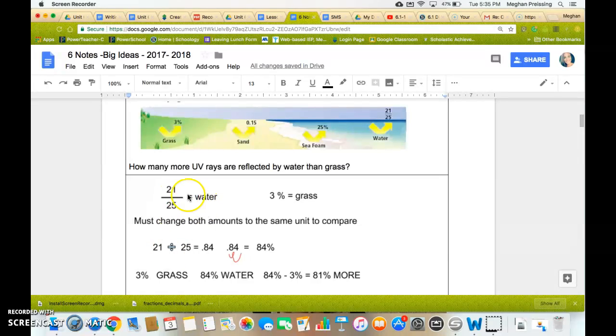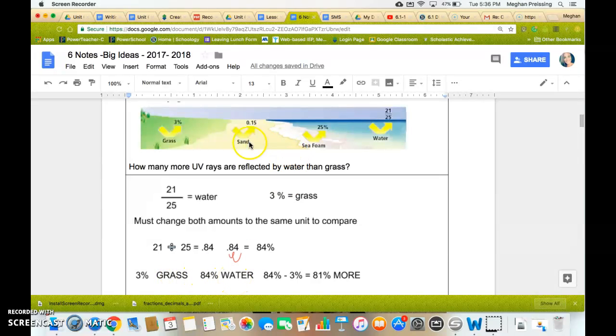So I know that if I do 21 divided by 25, so I have my fraction 21 over 25, and if I divide 21 divided by 25, I'm going to get the decimal answer of 0.84. Now, converting from a decimal to a percent is really easy. I simply move my decimal point 2 to the right. So you can see I did that here. I have 0.84, 1, 2 to the right, and I'm left with 84%. Okay? So we have 3% grass, 84% water.